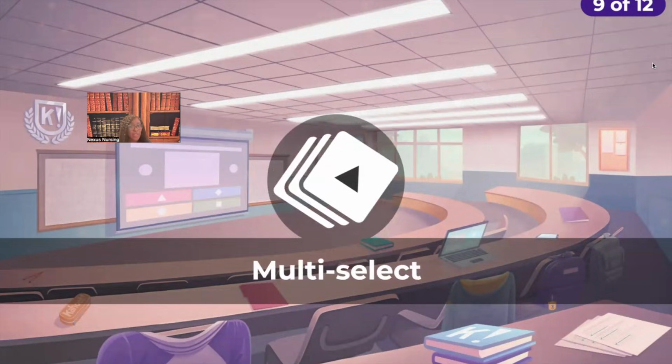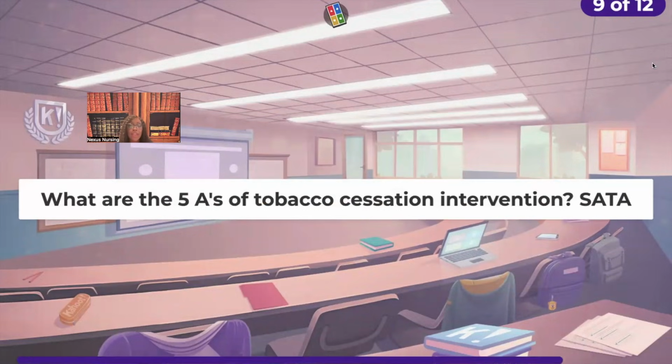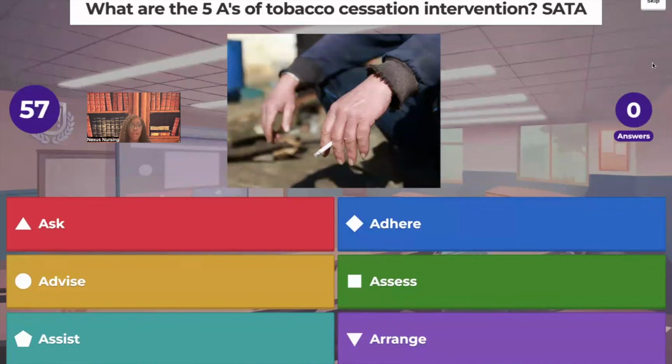Moving on. Select all that apply. What are the 5 A's of tobacco cessation intervention? Here are your options: ask, adhere, advise, assess, assist, arrange. Which are the 5 A's? What do you guys think? The 5 A's of tobacco cessation: ask, adhere, advise, assess, assist, arrange.